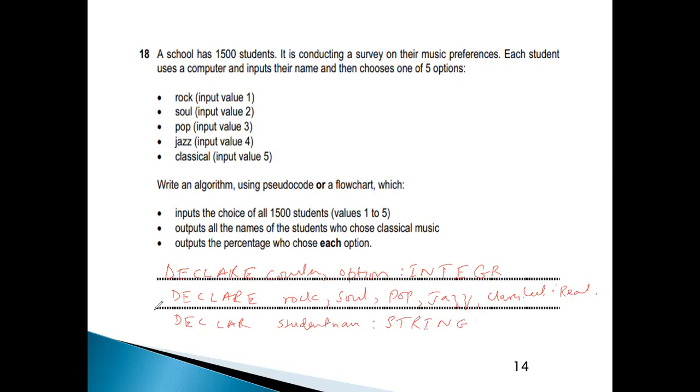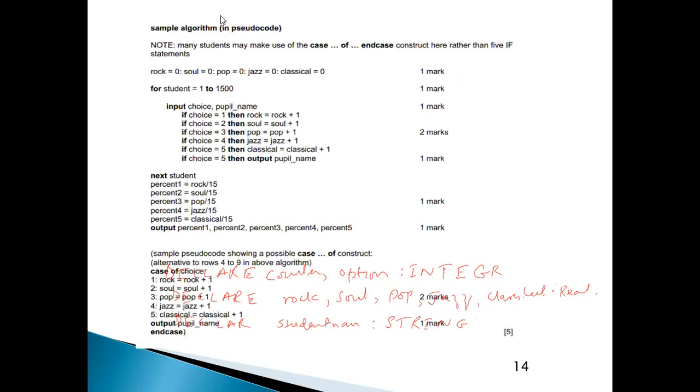And you have to give total. I will show you the next slide. From here, you can see the rest of the code. Rock, pop, jazz, classical all equal to zero. These are the initialization of totals. Input choice. You also have to input the student name. This one I think you forgot.